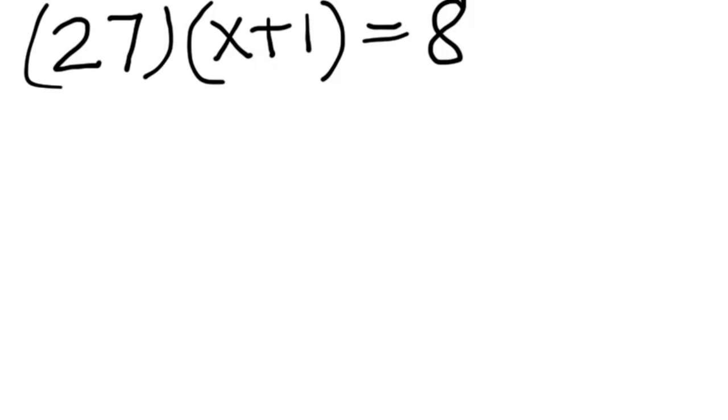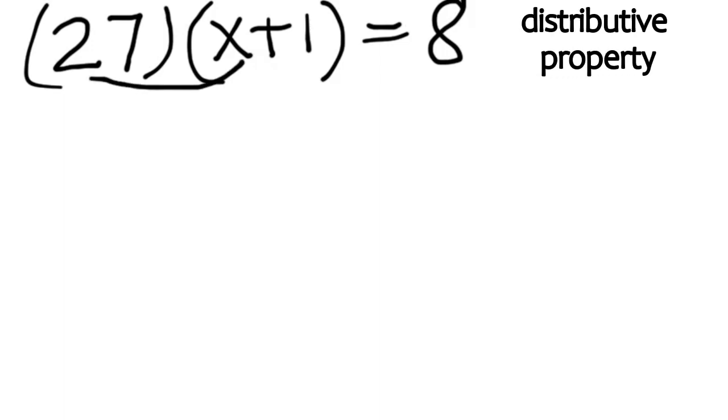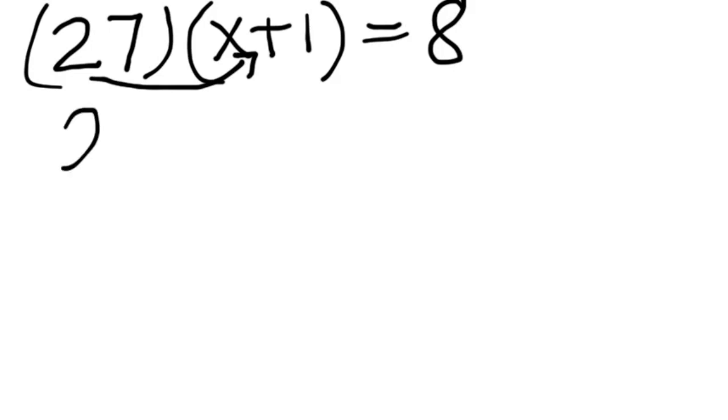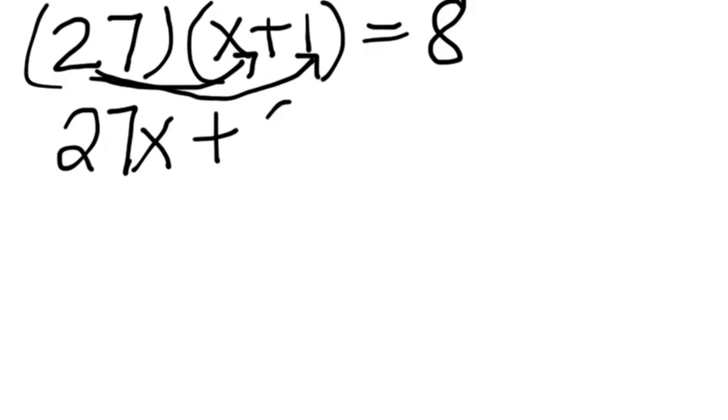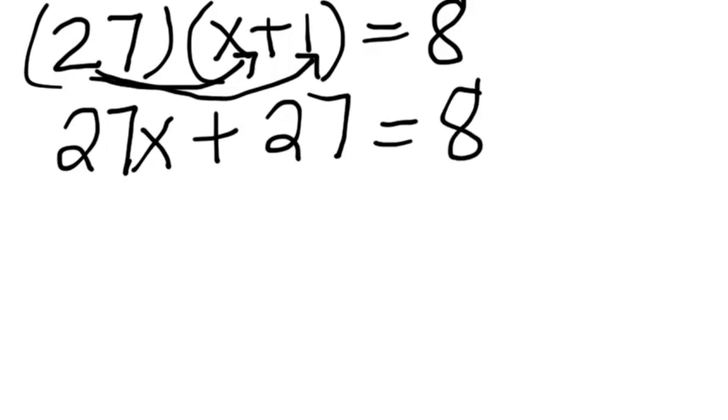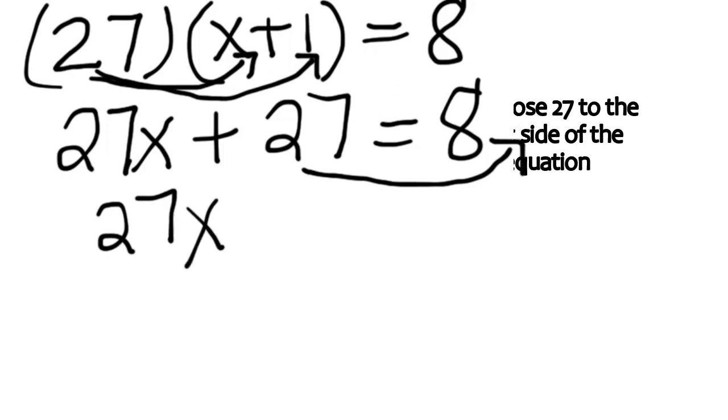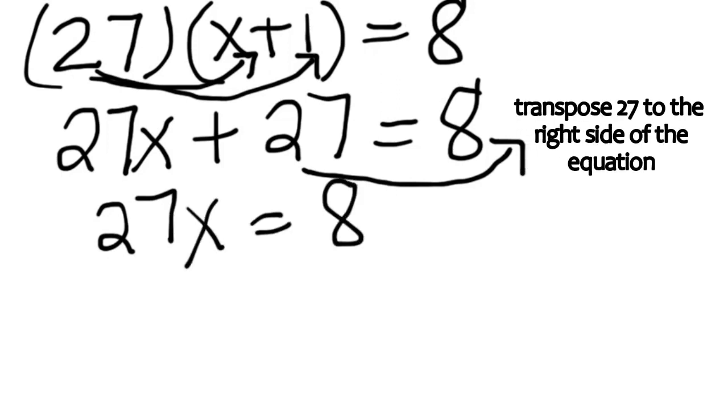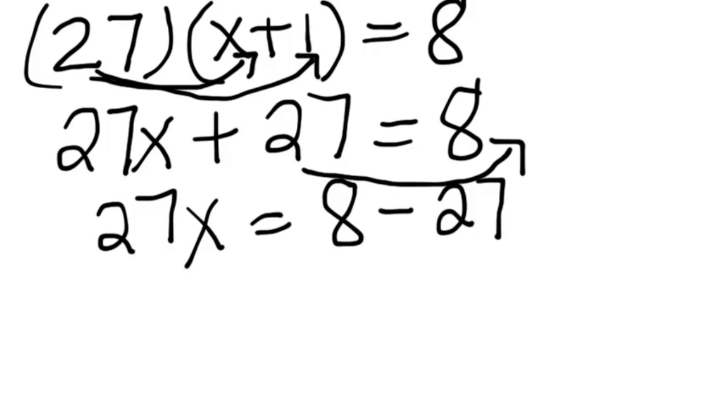So we're going to distribute 27 to x. So we're going to have 27x. And then 27 times 1, so we're going to have positive 27. So we need to combine like terms. So we need to transpose 27 to the right side of the equation. So we're going to have 27x is equal to 8. Then positive 27, it will become negative 27. So 8 minus 27, that would be 27x equals negative 19.